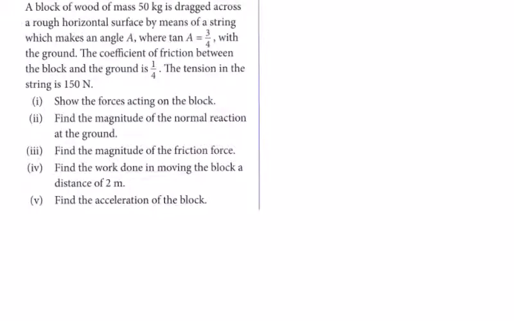The first example given in the book: a block of wood of mass 50 kilograms is dragged across a rough horizontal surface by means of a string, which makes an angle A where tan A is equal to 3/4. Jot it down straight away. So just do your little triangle to avoid mistakes.